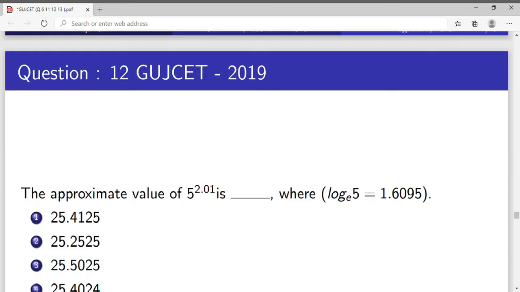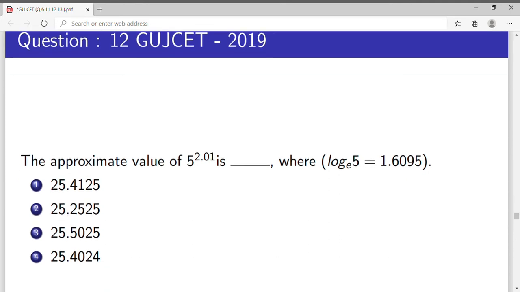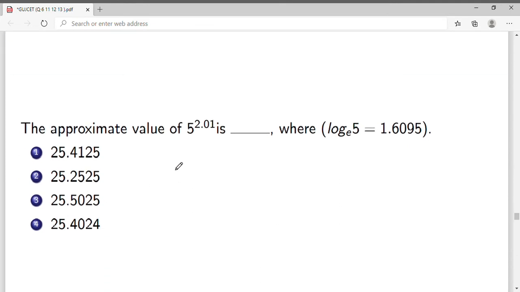Question number 12, GUJCAT 2019. The approximate value of 5 raised to 2.01 is blank, where log base e of 5 equals 1.6095 is given. First option is 25.4125, second is 25.2525, third option is 25.5025, and fourth option is 25.4025.